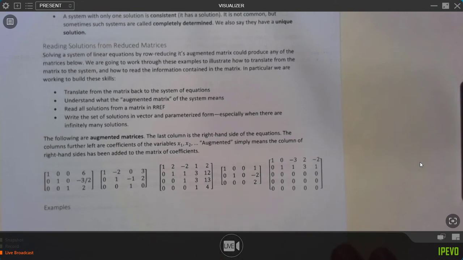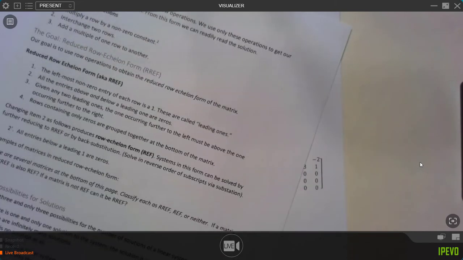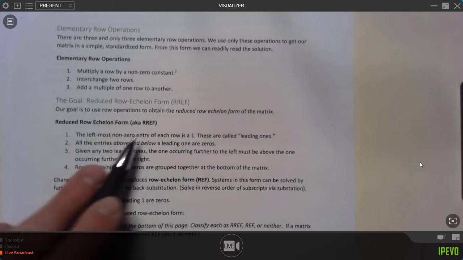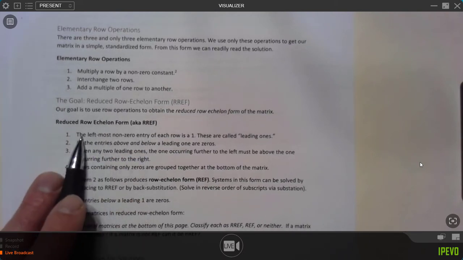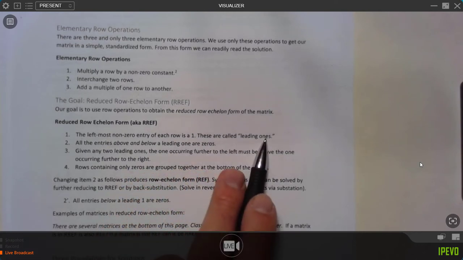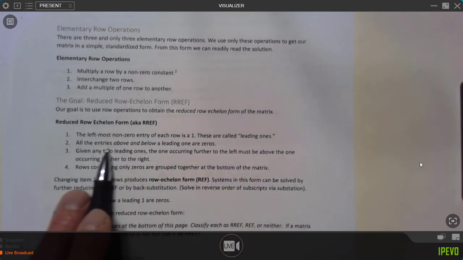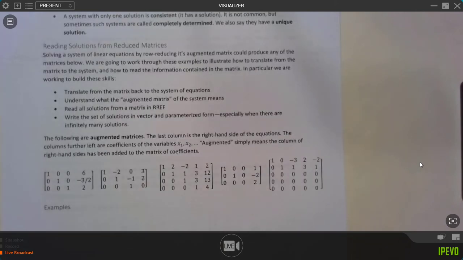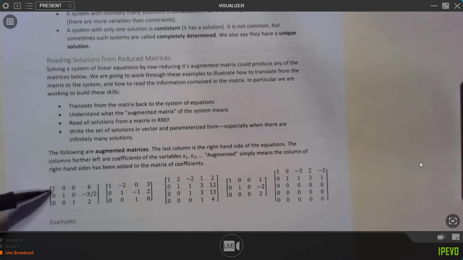So that is this first rule here in reduced row echelon form. The leftmost non-zero entry of each row is a 1. These are called leading ones. All the entries above and below a leading one are zeros. Now that's if you're in RREF. So everything below the leading one is a 0, everything above and below is a 0, everything, of course there's nothing below, right? But everything above and below is a 0.